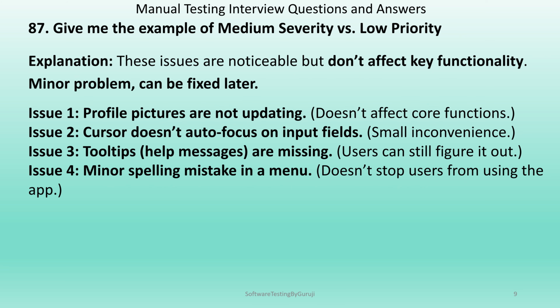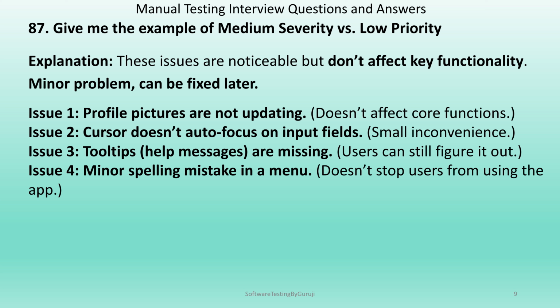Next question is, give me the example of medium severity versus low priority. Explanation. These issues are noticeable but don't affect key functionalities. We can say minor problem can be fixed later. Let's see the different examples for medium severity versus low priority.